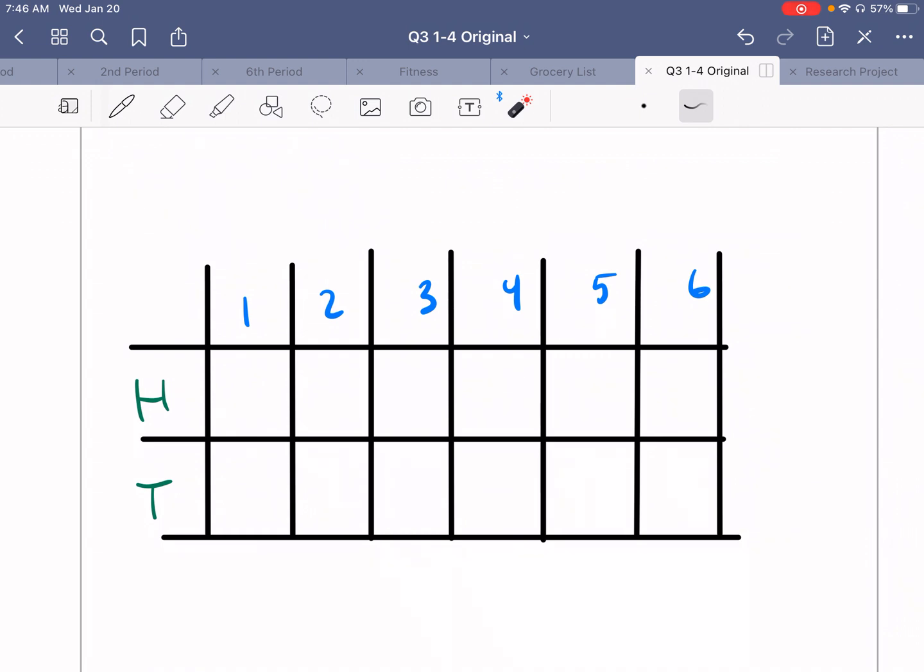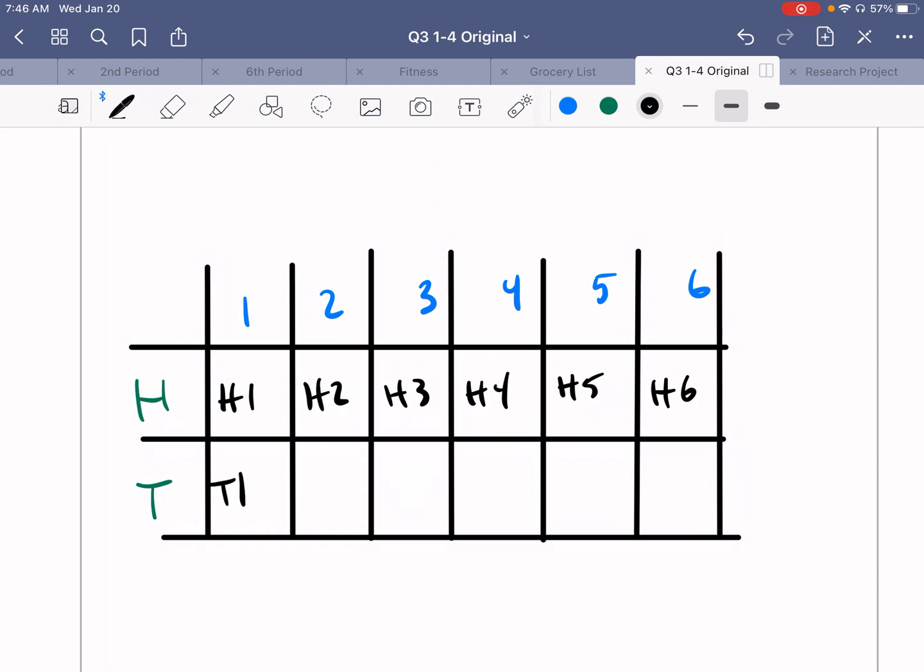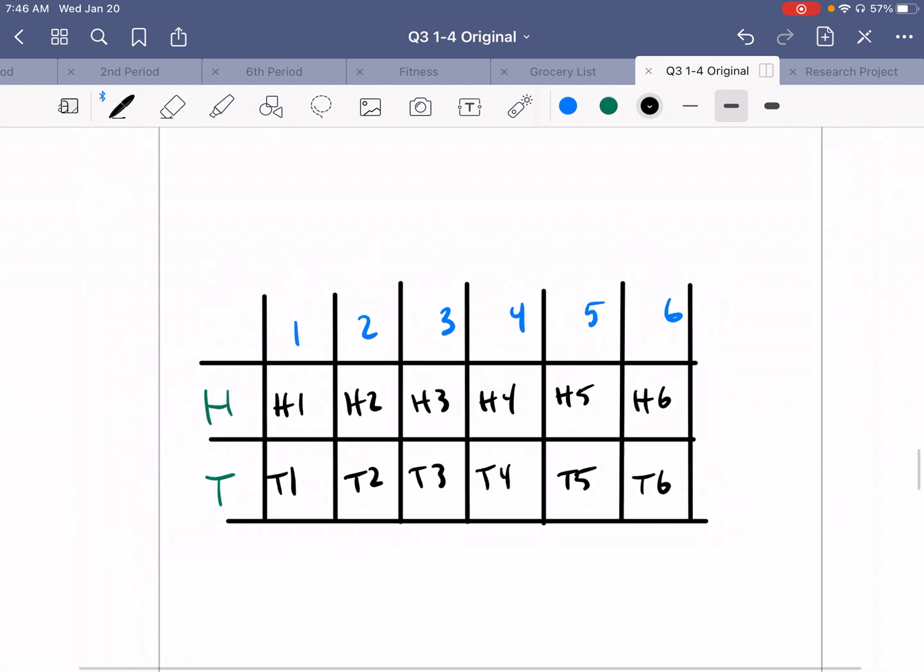So now we're just filling in these empty squares, which are the possible outcomes. We can count the squares, and we see that there's going to be 12, and those 12 are going to be heads 1, heads 2, heads 3, heads 4, heads 5, heads 6, tails 1, tails 2, tails 3, tails 4, tails 5, and tails 6.